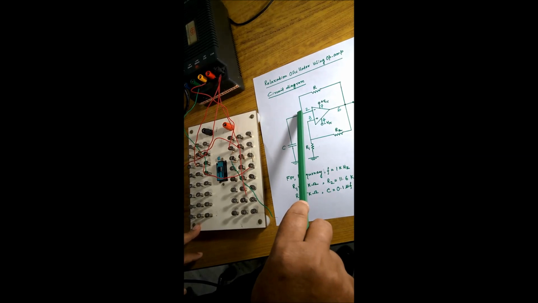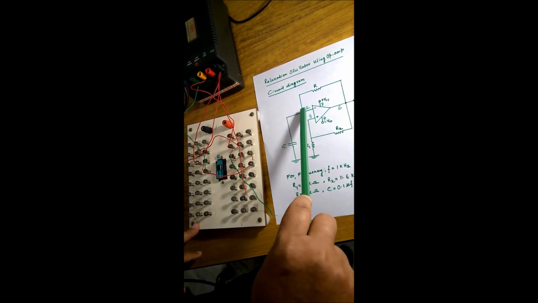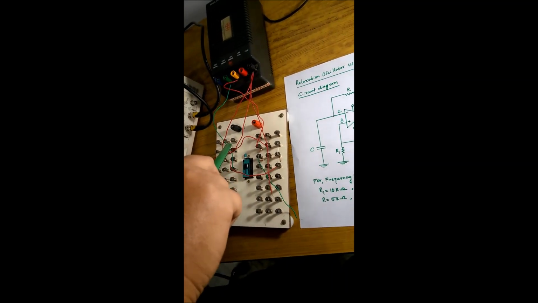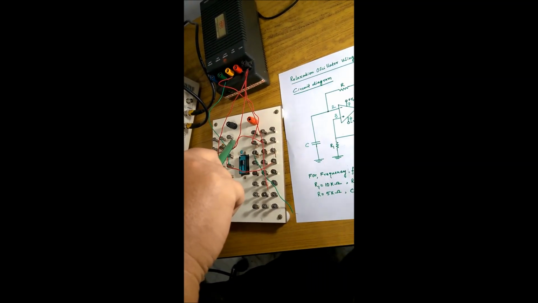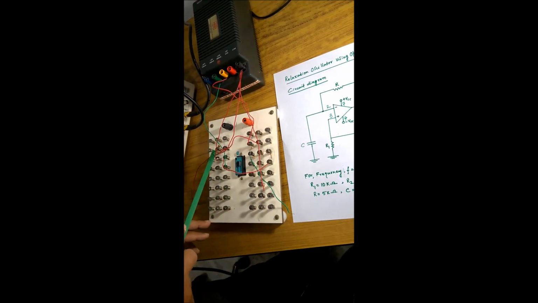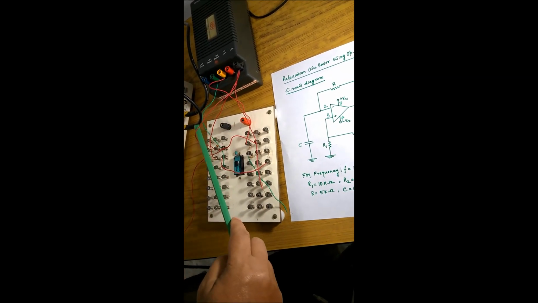Then coming to the capacitor. One end will be connected to the 2, and the other end will be connected to the ground. Therefore, one plate of the capacitor is connected to terminal 2, pin number 2, and you can see the other end is connected to the ground. That is all about the connections.